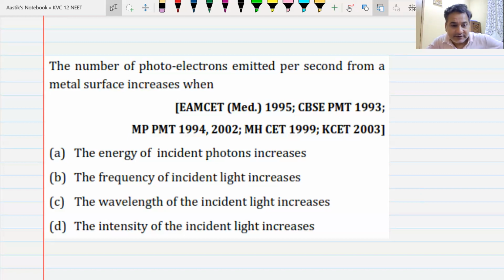Intensity of light increases. Abhiram is doing great in this topic. Well done, Abhiram. That is the correct answer. It depends on the intensity of light. Option D is the correct answer. Well done, Abhiram.